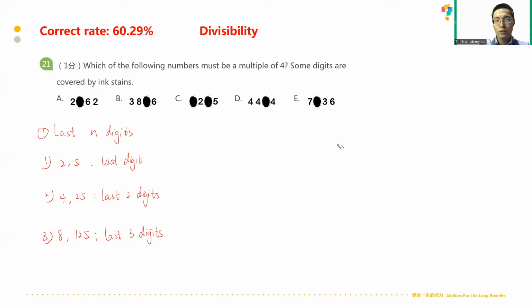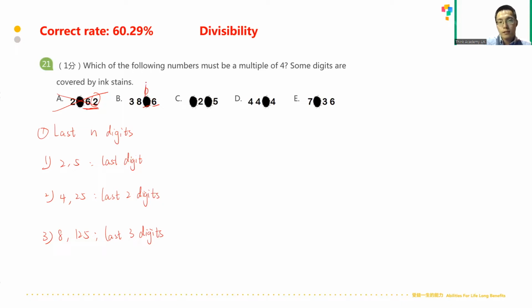And for 4, which is this question, we can have a look at A. So we are looking at the last 2 digits, 62. So is 62 divisible by 4? Obviously not. We have a remainder of 2, right? So A is not a correct answer. And then B, we have ink stain 6. So if this is 0, 6 is not divisible by 4. So B is not a correct answer.